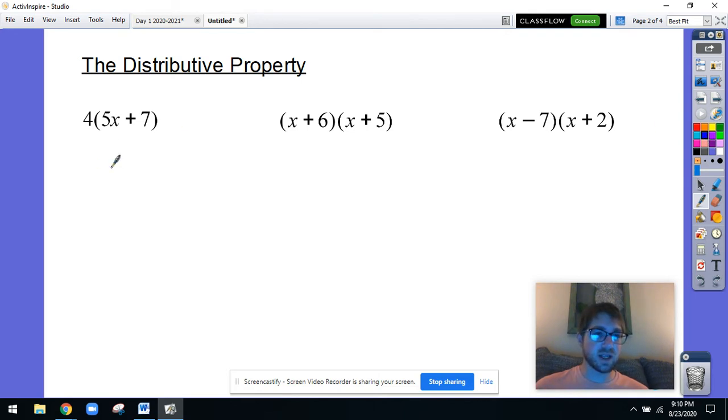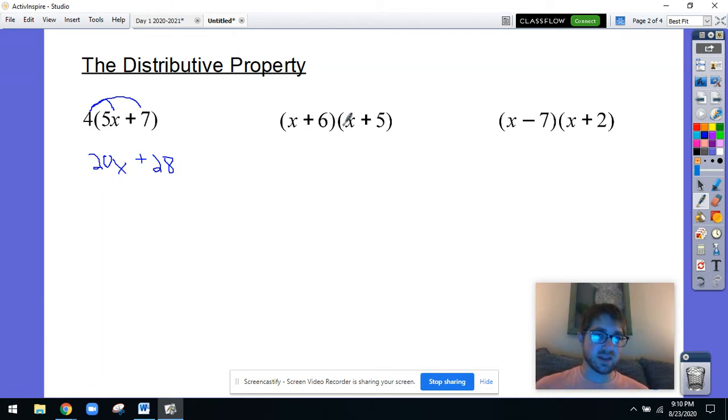Sometimes it's useful to know how to distribute. So here we go. You might remember that when you have a number on the outside of the parentheses, you multiply it by both of the numbers on the inside. So this 4 on the outside gets multiplied by 5x. That would become 20x. And 4 times 7 is 28. And we've distributed. And I can't put together 20x with 28 because one of them has an x, the other one doesn't. They're not like terms.